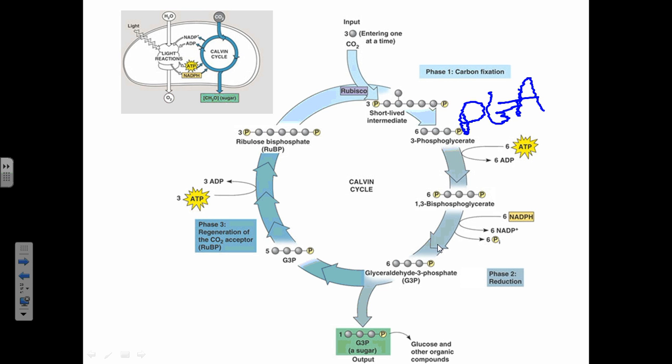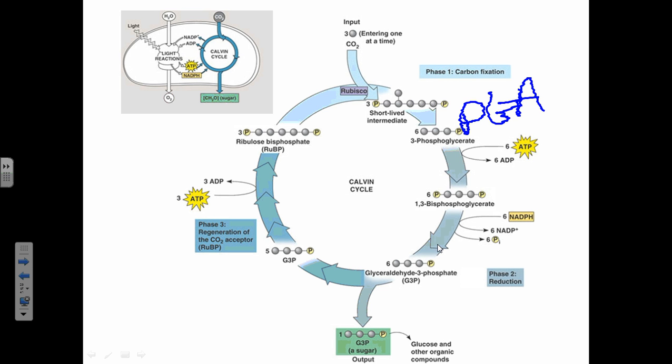Energy that came from where? The sun, and directly from where? NADPH and ATP that came from where? During the light-dependent part. So this ATP right here, these 6 ATPs were made during the light-dependent part. These 6 NADPHs were made during the light-dependent part.